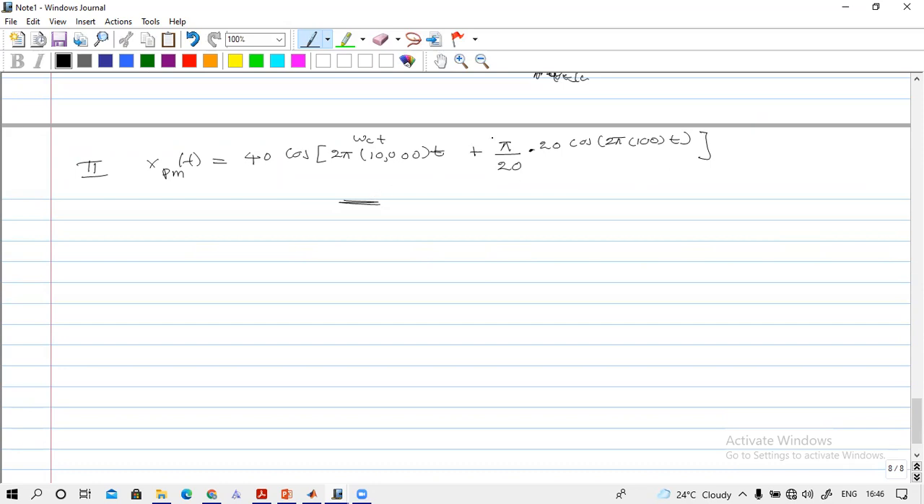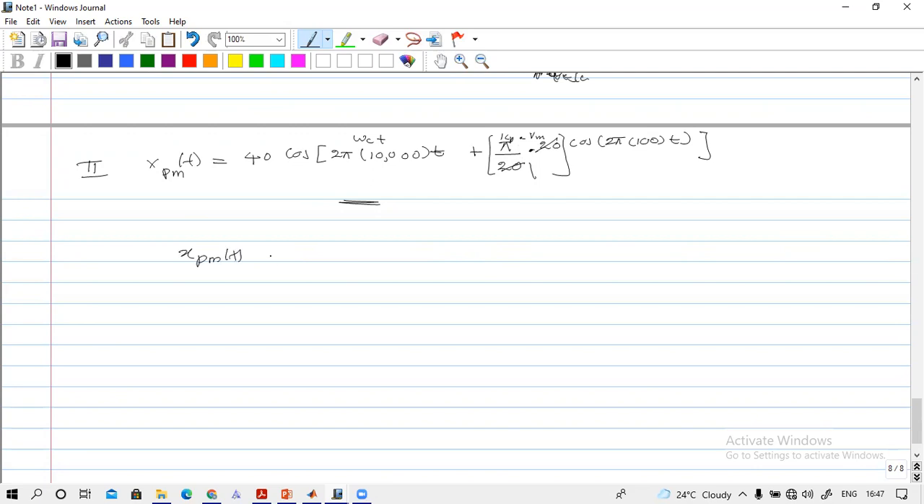You can see that when you simplify this, the 20 will cancel and you will get 5 cos 500 t. So this 5, you can see that phi by 20 is Kp, and Kp is multiplied by this 20, the maximum amplitude of our signal, Vm. So Kp into Vm is the modulation index. So the modulation index is 5 here.